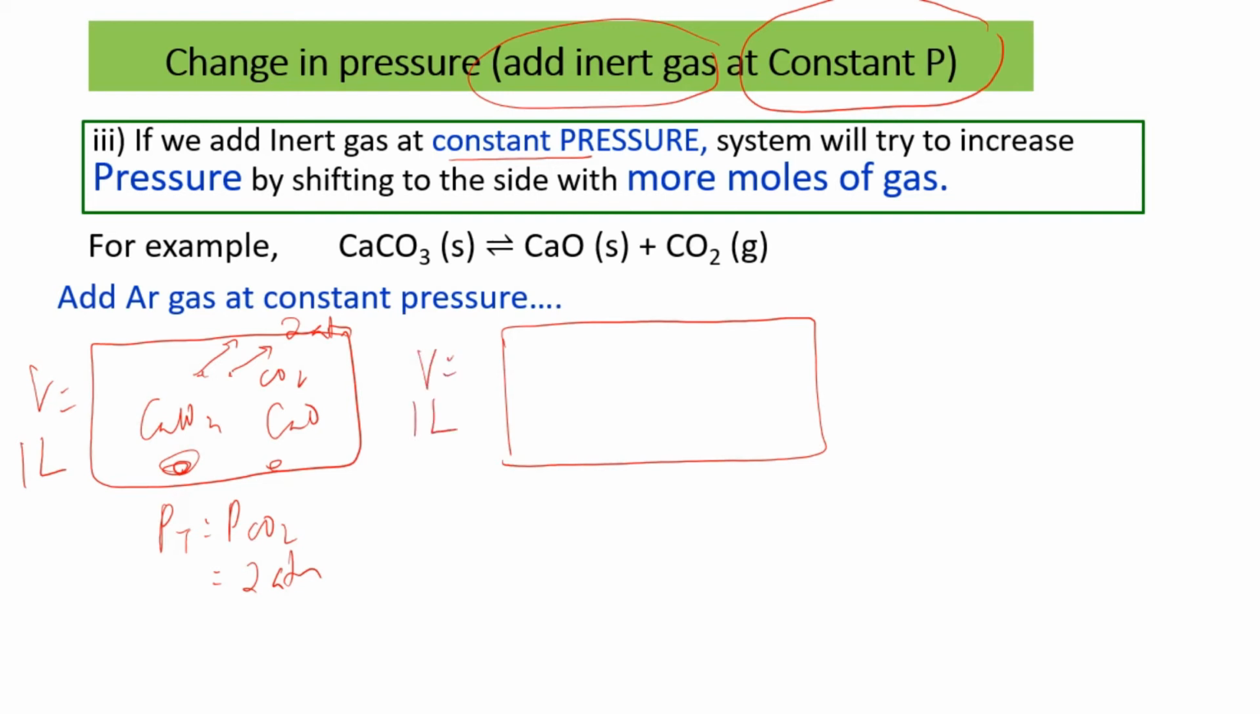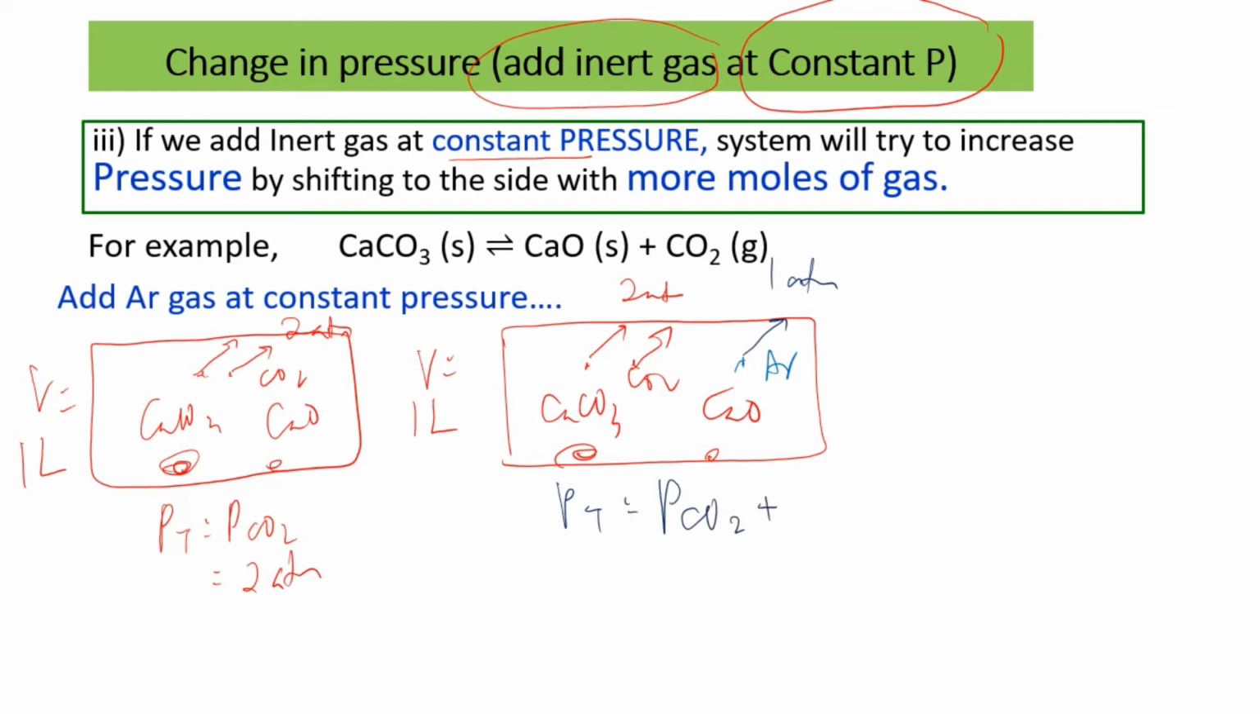Okay, let's do this now. Let's say it's the container. We have calcium carbonate, calcium oxide, carbon dioxide, 2 atm. Okay, we put in an argon gas, argon, let's say 1 atm. So P total, we know it would be equal to the partial pressure of carbon dioxide plus the partial pressure of argon due to Dalton's law, and should be 2 atm plus 1.